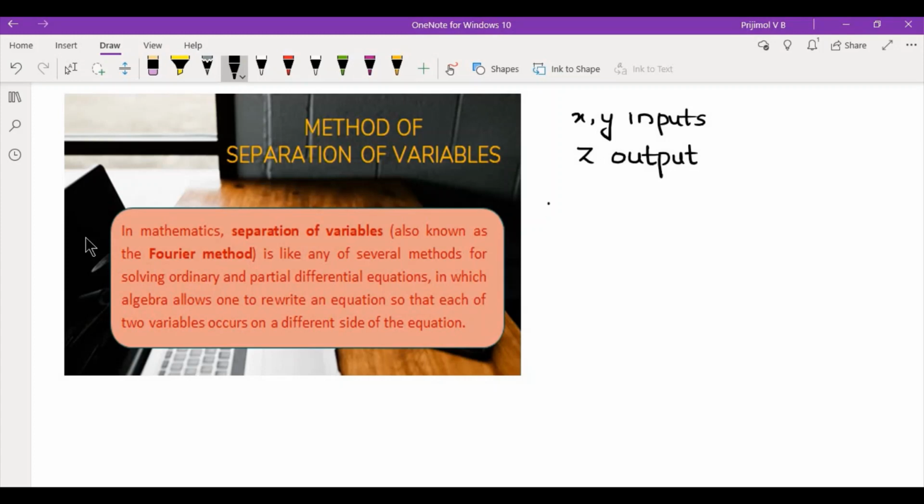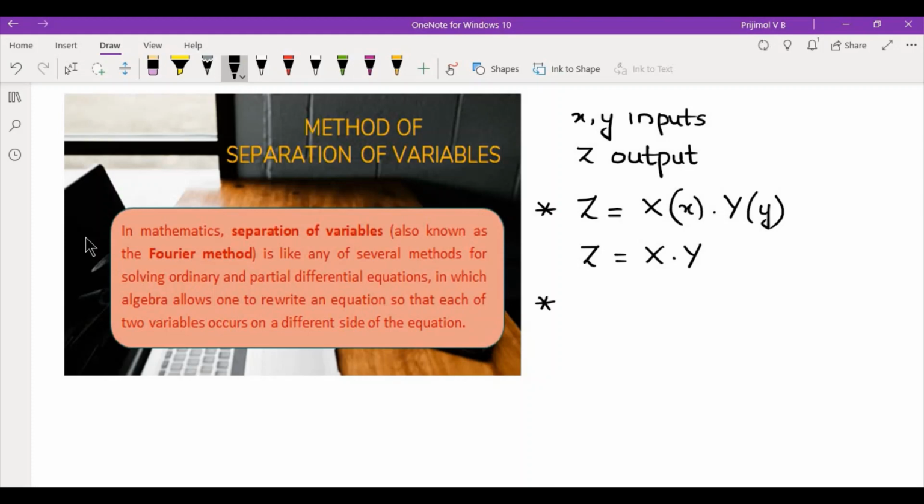Now here the working procedure is we have to assume that the solution is a product of x and y. Say capital X is a function of x only and capital Y is a function of y only. We can rewrite this as capital X into capital Y.